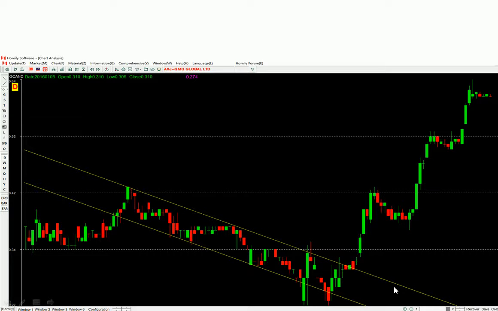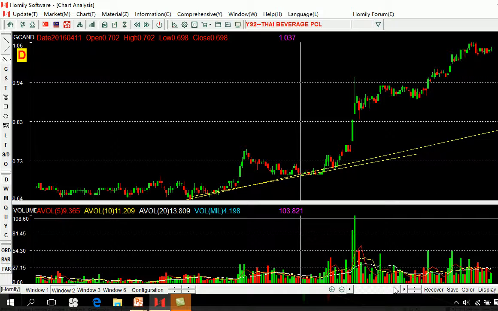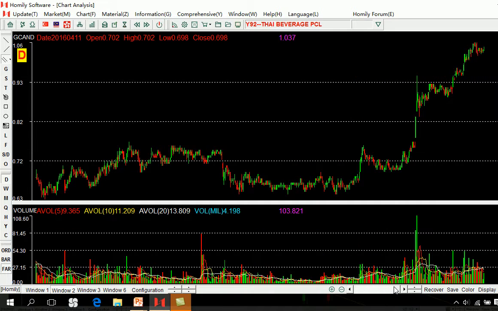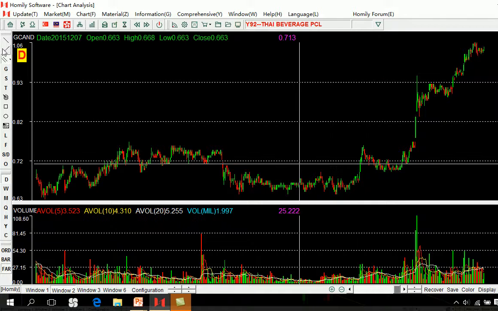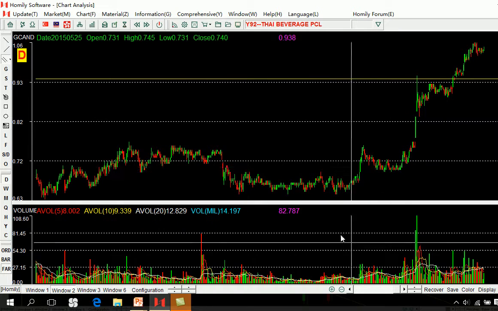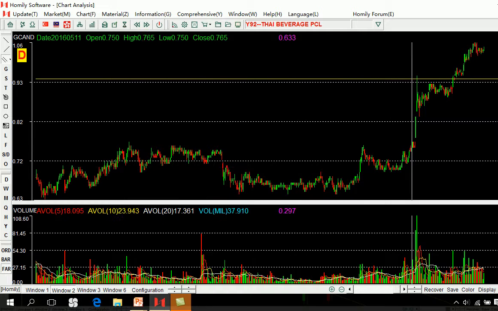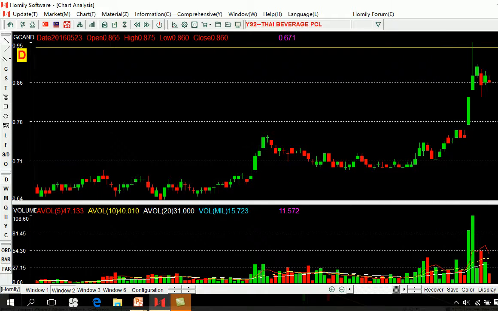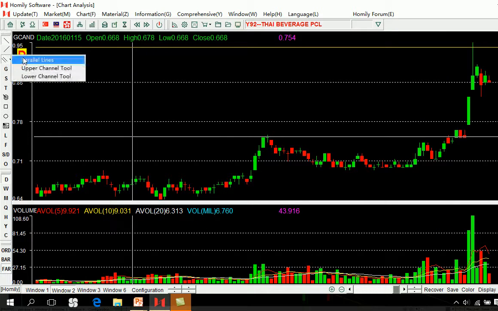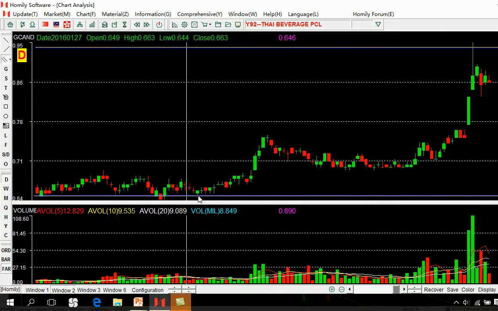So I can find some examples and check whether you can understand or not. So we can use this one to draw the trend line. Firstly, we should find the time zone, the good time zone. Okay, then we can connect the parallel line. This is the low point.